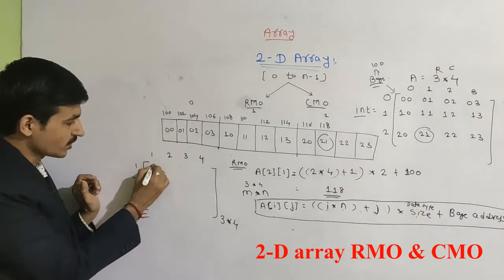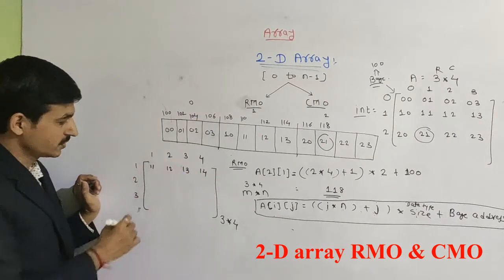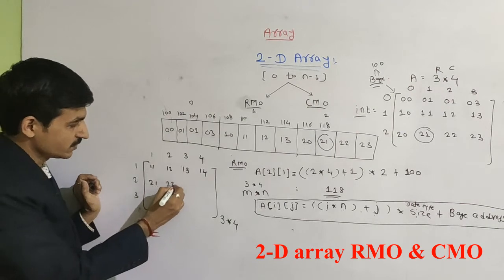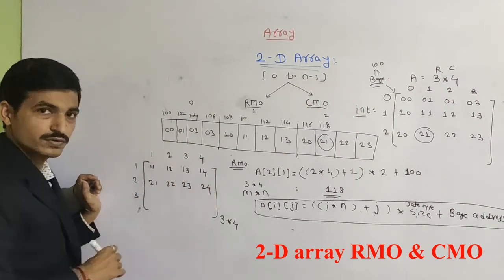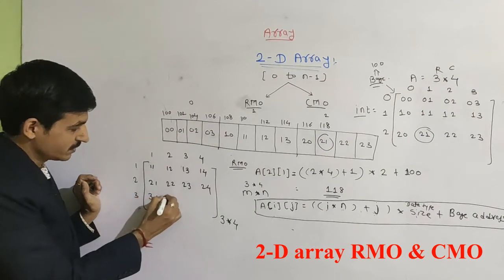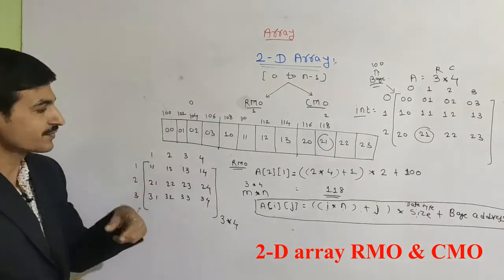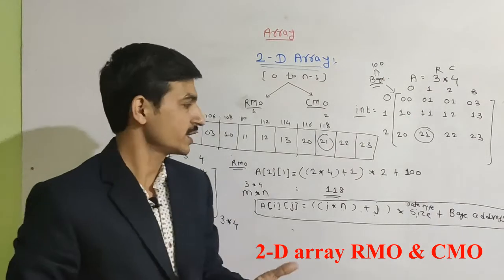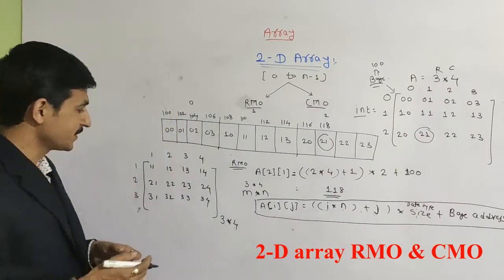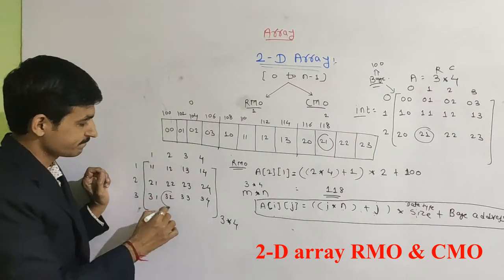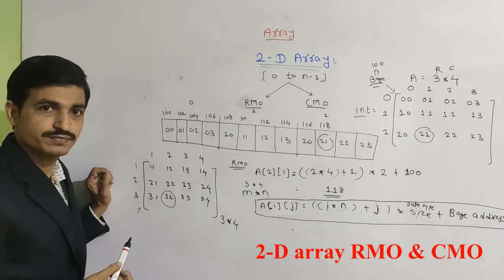Elements have to be stored at locations 1,1, 1,2, 1,3, 1,4. Then 2,1, 2,2, 2,3, 2,4. Then 3,1, 3,2, 3,3 and 3,4. It starts from the first index instead of the 0 index. So what sort of modifications are required here? We again take the same element, that is 3,2, which we considered in the first example.